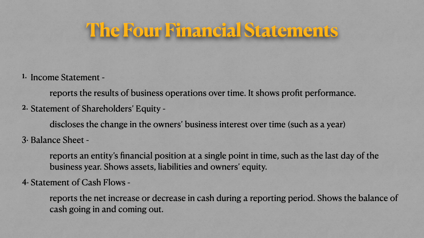So your income statement reports the results of business operations over time. It shows profit performance. Your statement of shareholders' equity discloses the change in the owner's business interest over time, such as a year. Your balance sheet reports an entity's financial position at a single point in time, such as the last day of the business year. So this essentially shows your assets, liabilities, and owner's equity. Your statement of cash flows reports the net increase or decrease in cash during a reporting period. It shows the balance of cash going in and coming out.